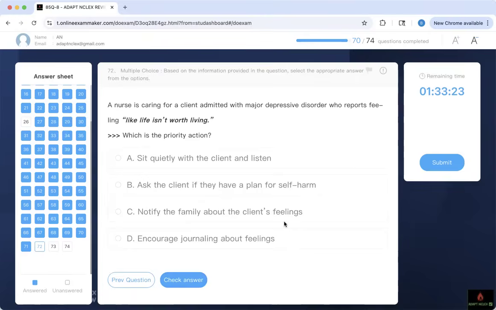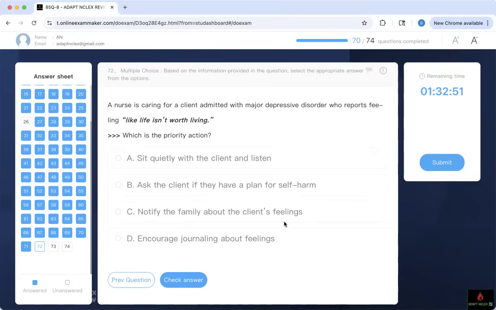A nurse is caring for a client admitted with major depressive disorder who reports feeling like life isn't worth living. Suicidal. What is the nurse's priority? Figure out why they're saying that. What answer trait do you look for? Tell me more. Sit quietly with the client and listen. Ask the client if they have a plan for self-harm. Much better than the other one, right?